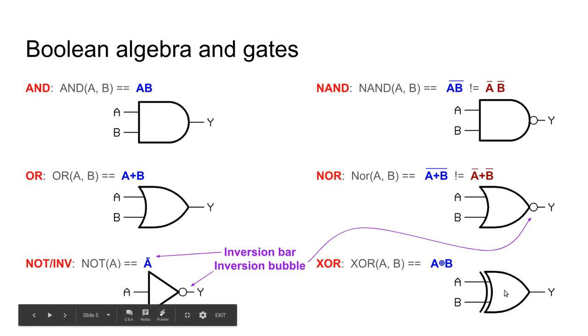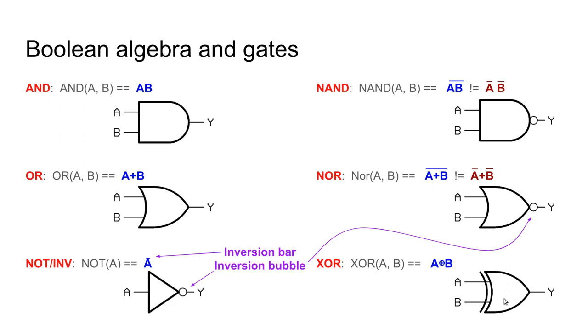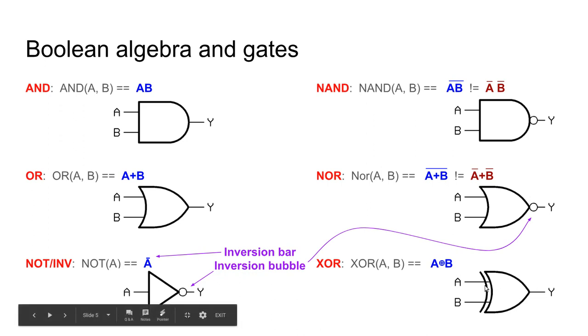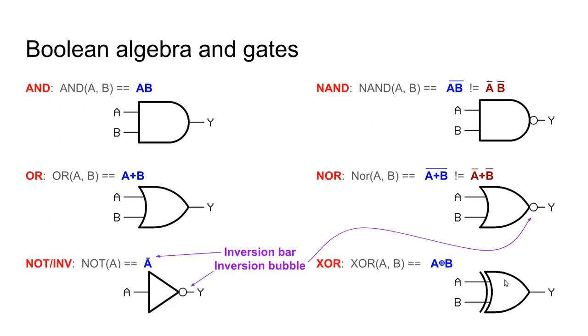Now, the exclusive OR looks a lot like an OR gate when we draw its gate in a diagram. The primary difference is that on the input end, an additional curve, which is spaced a little bit away from the curve of the OR shape, is drawn. And that's the giveaway that this is an exclusive OR.